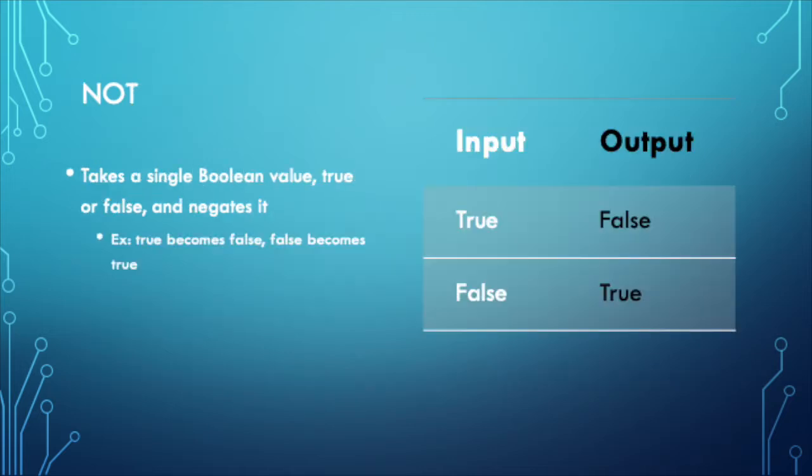So the first logical operator we use is called NOT. Basically this NOT logic gate takes a single Boolean value, true or false, and negates it to the opposite. So for example, if the input of the NOT logic gate is true, the output will be false, meaning if the gate receives a signal, it won't output a signal. If the gate does not receive a signal, it will output a signal.